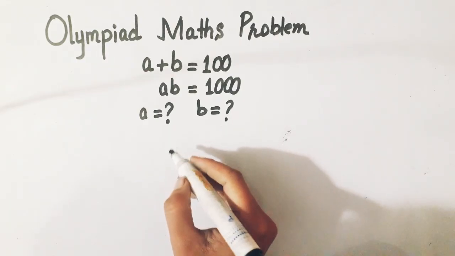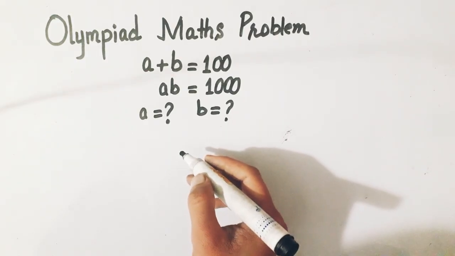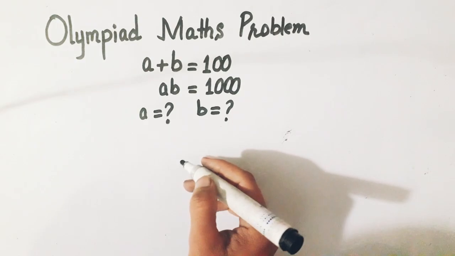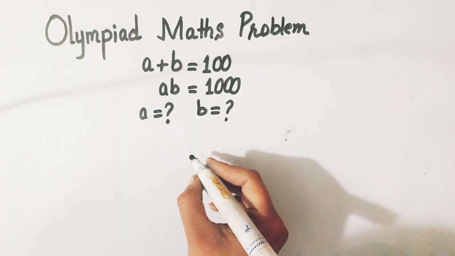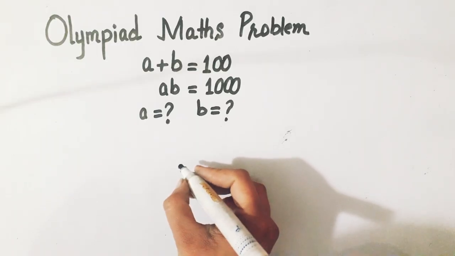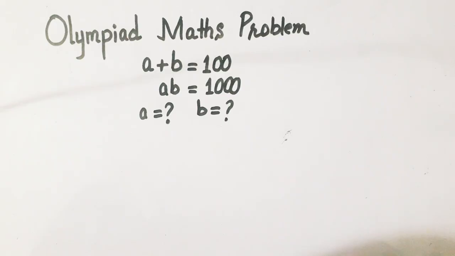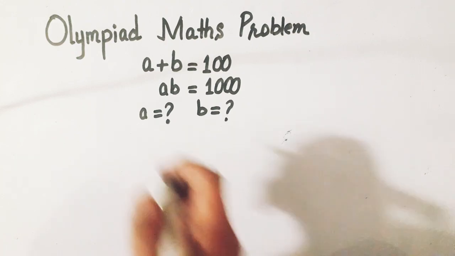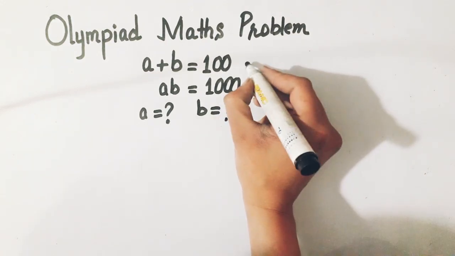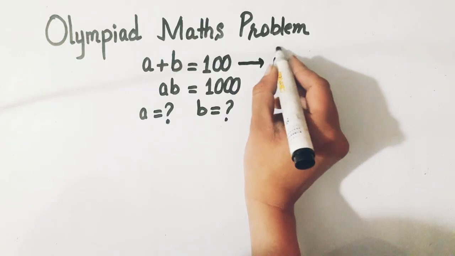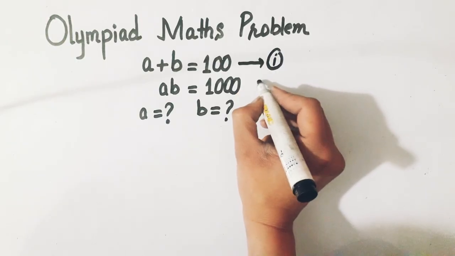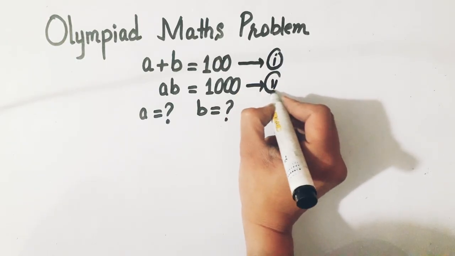In today's video, we will solve a very interesting Olympiad maths problem that looks tricky, but when I solve it, it will become easy and simple. Today's Olympiad maths problem is a plus b equals 100 and ab equals 1000. How will we solve this? We will call this equation 1 and this equation 2.